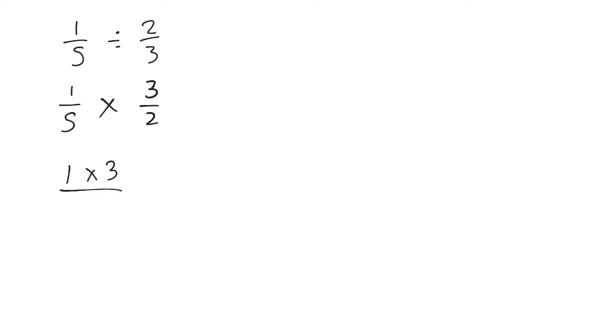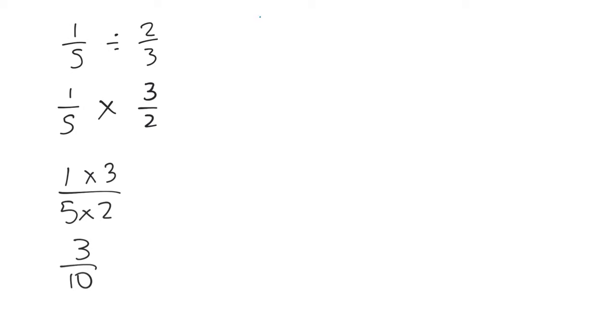So example 1 is 1 over 5 divided by 2 over 3. The fraction we're dividing by, you turn it upside down, so we're changing it to 3 over 2, and we multiply. Then we look to see where we can cancel, so there's nowhere in the top and the bottom that we can cancel, so we just multiply the tops together, so that's 1 multiplied by 3, and the bottoms, 5 multiplied by 2, and that gives us 3 over 10.